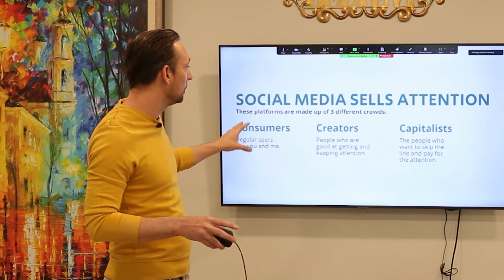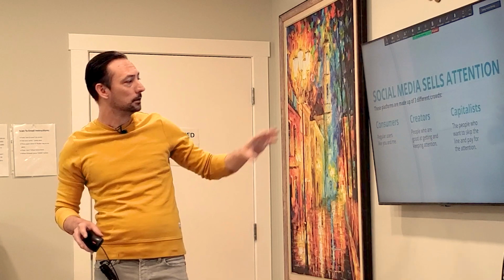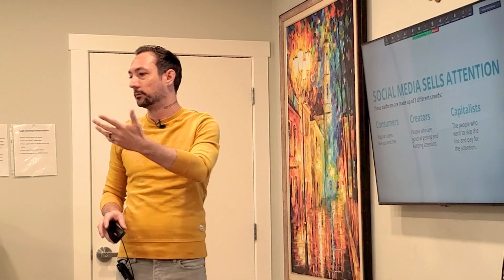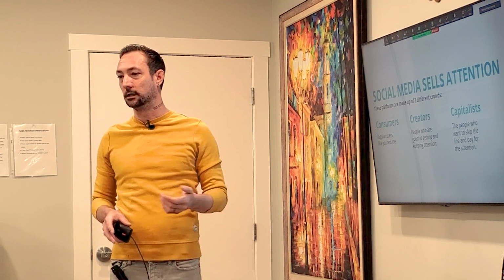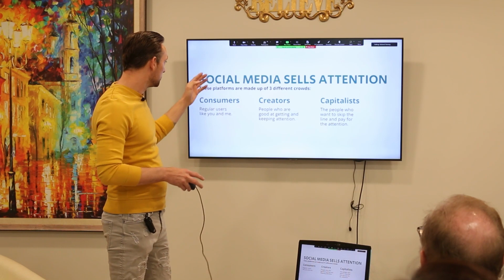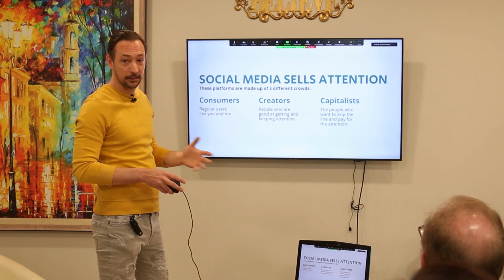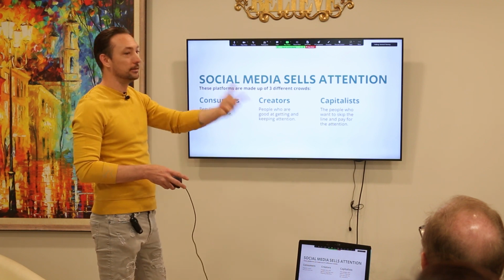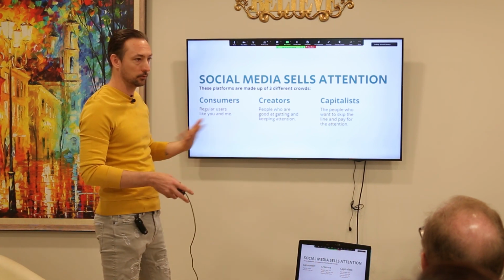But when we take that online, what we find is that these platforms are made up of three different crowds of people. The first crowd is the consumers. These are the regular everyday people. You go on there to get distracted, you're bored, you need something to keep you occupied, you're scrolling. The second group of people are the creators. These are the people who got good at getting and keeping people's attention. This is why you go there, because usually there's something funny or interesting to read or interact with or watch.